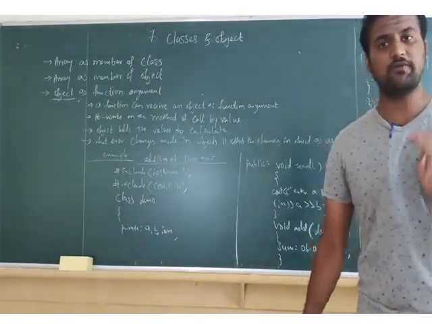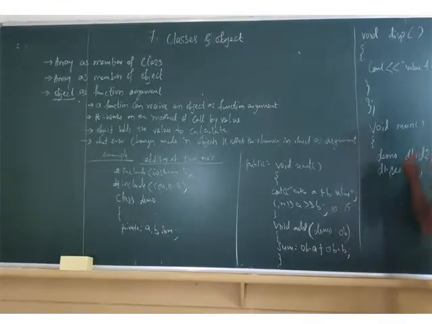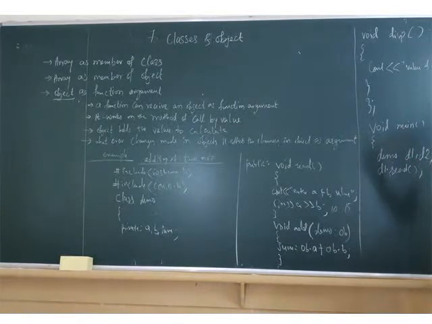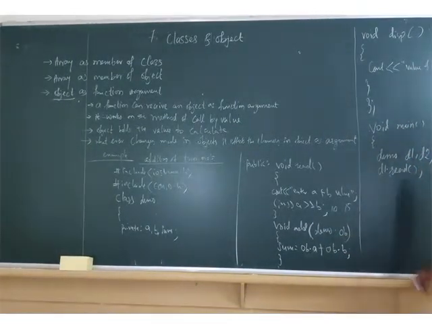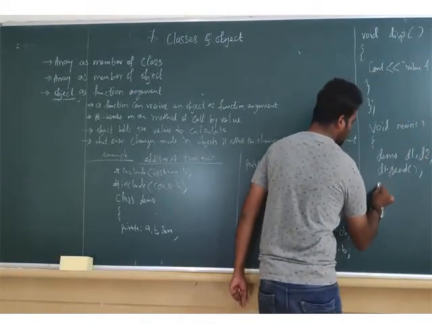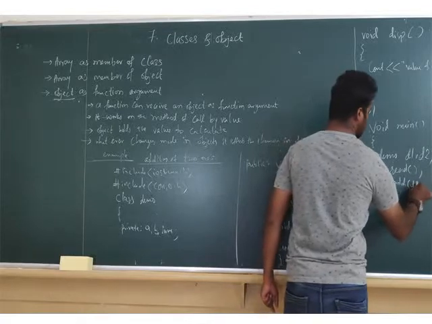Add, what we have to do is, the argument is also there. So in this bracket we should match it. How many arguments? One argument. So one argument we should match. So what I will do is I will take this d2 dot add d1.